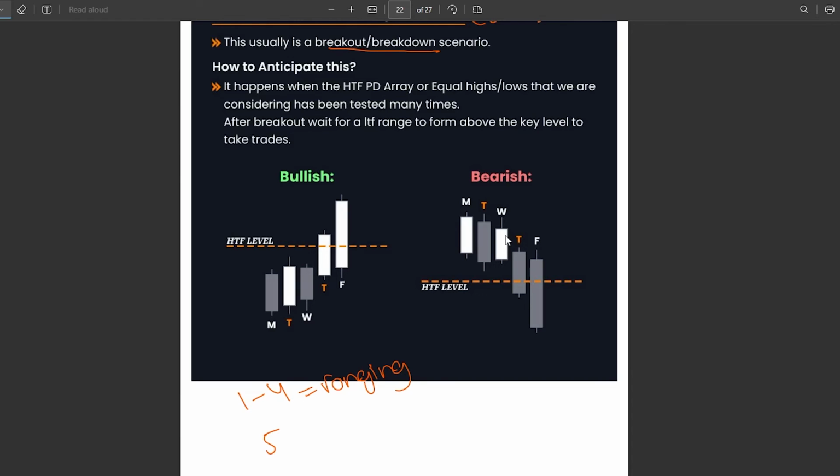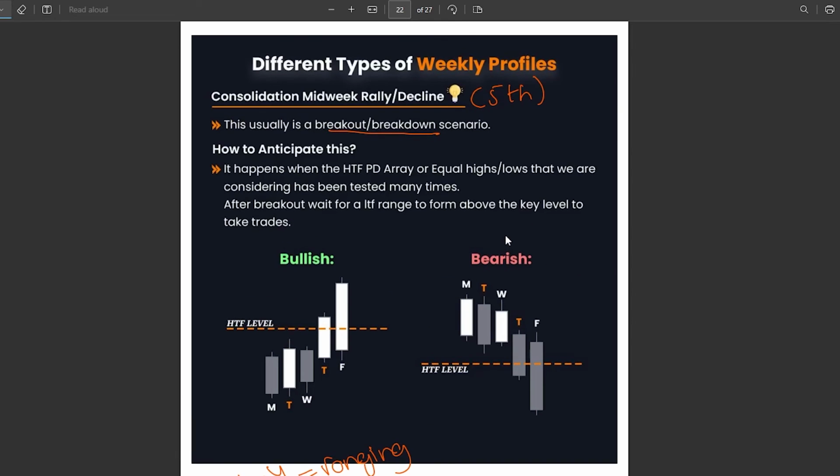And this fifth profile is the only profile for trending breakdown or breakout scenarios. So now let's see what happens in this type of profile. Price first of all breaks through the higher time frame level on a red folder news, then it consolidates in this daily candle above the higher time frame level, and then we can long it on a liquidity sweep of the lower time frame range.